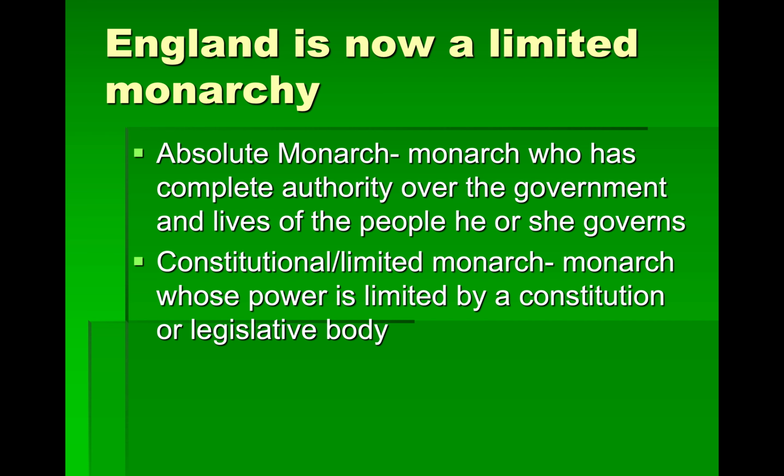All right, but now we're going to start seeing countries diverge in their political processes and their political ideologies. And we see England and France going completely separate ways: absolute monarchy versus a constitutional limited monarchy.